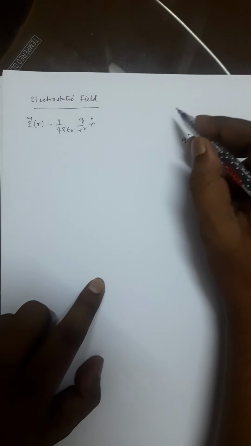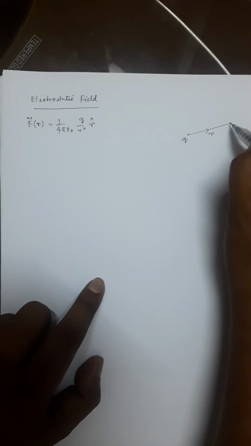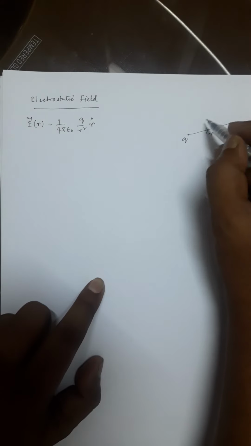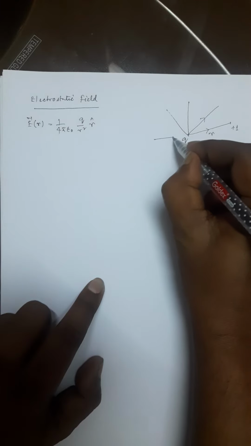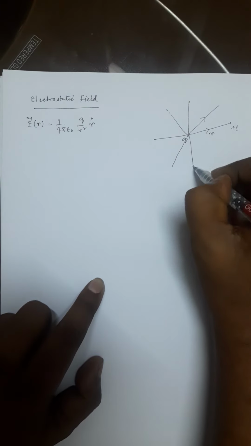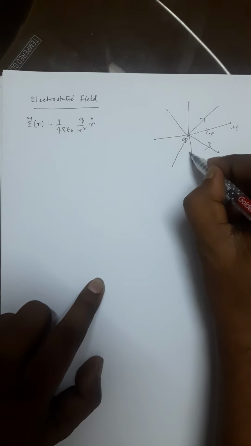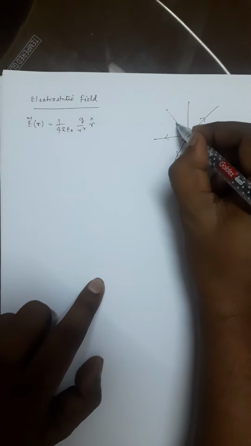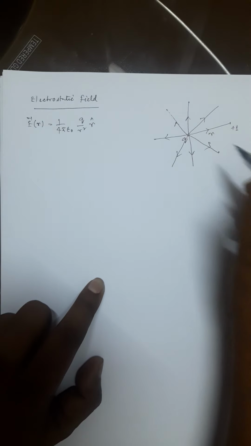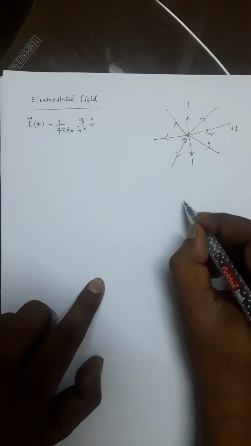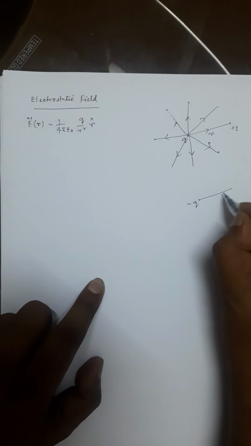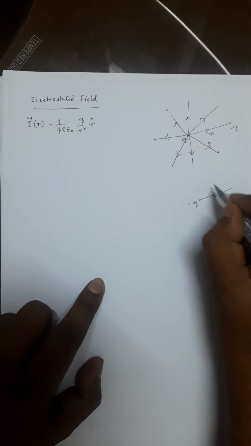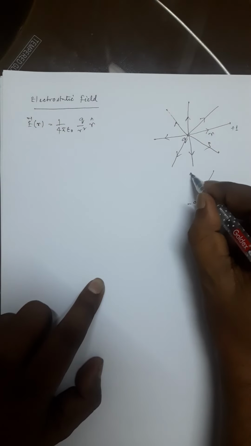In this way, if we place the unit positive charge at different points, we will get this type of electric field vectors around it, and these electric field vectors, as we see, are diverging in nature. They diverge from the positive charge. If we consider a negative charge, we will get a similar type of electric field, but they will be converging to the negative charge.